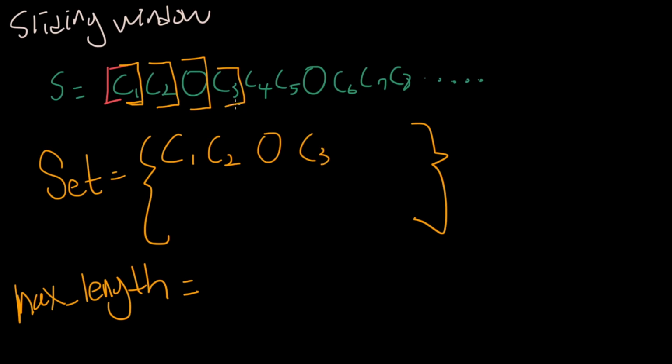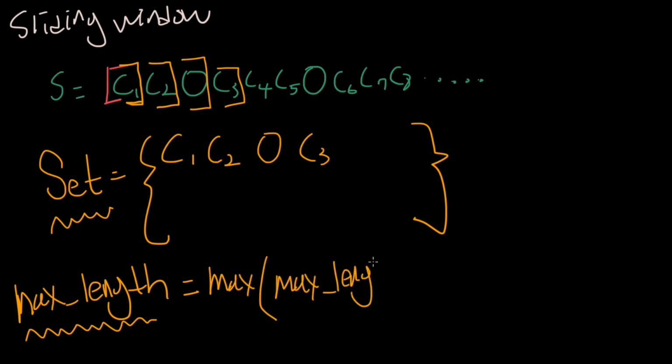All right, while we are moving this right pointer and adding these characters into the set, we are going to keep track of the max length. It's going to be the max of the max length itself, the max length of the substring that we found so far, and the size of the set. Let's get back to the iteration.